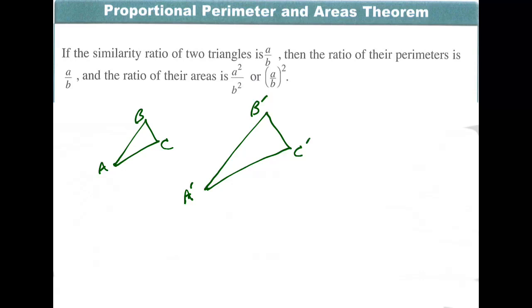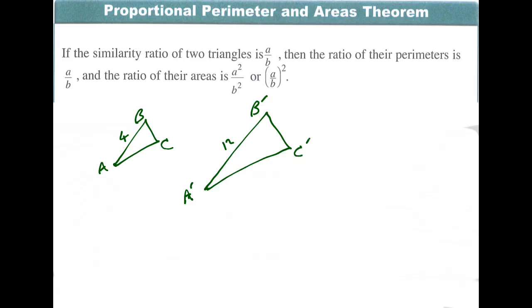So as you see, A prime B prime corresponds to AB, B prime C prime corresponds to BC, and A prime C prime corresponds to AC from the other triangle. So let's say these two triangles are similar. All right, so let's give them some measures. Let's say AB is 4 centimeters, whatever the unit is, and let's say A prime B prime is 12 units. So let's see what is the similarity ratio of these two triangles.